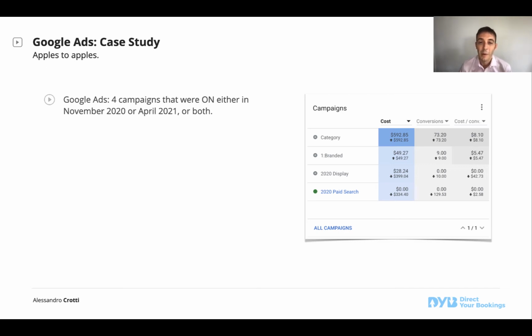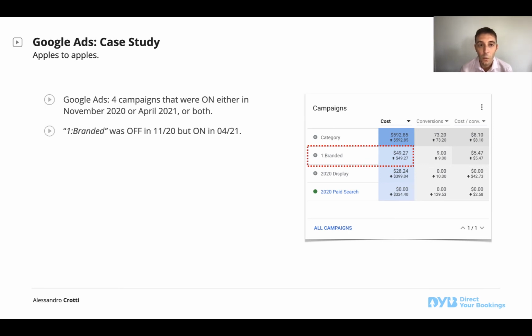The 2020 paid search is the only one in green because it's currently June 2020, so 2 months after the period under examination, is the only one available, but that's beyond the point. What we need to focus on is that these are the 4 campaigns that were on either in April or in November.